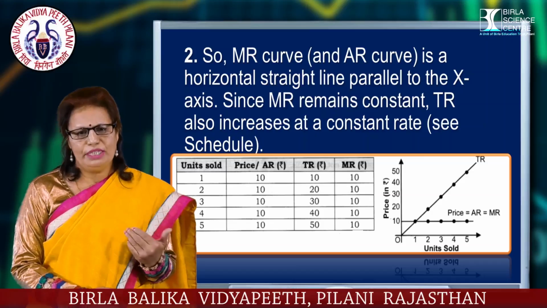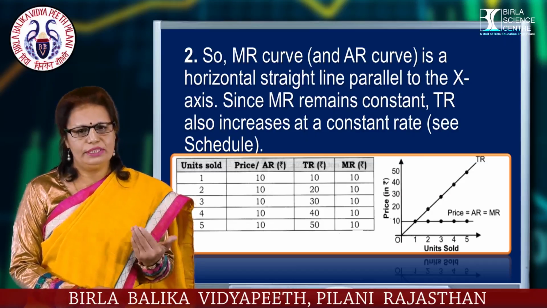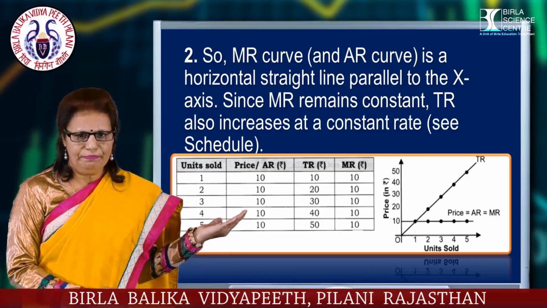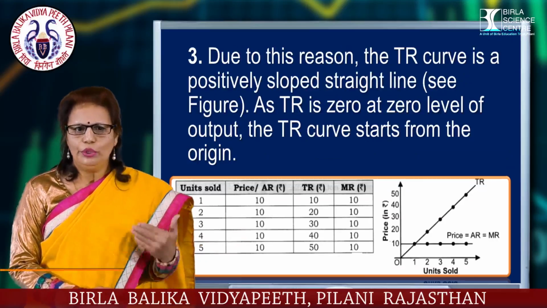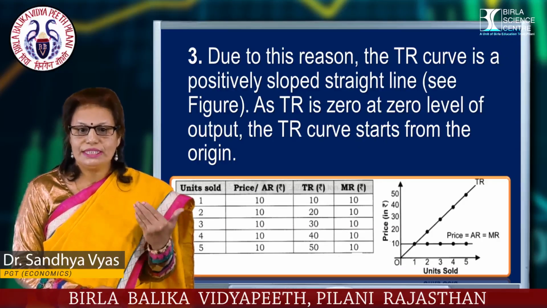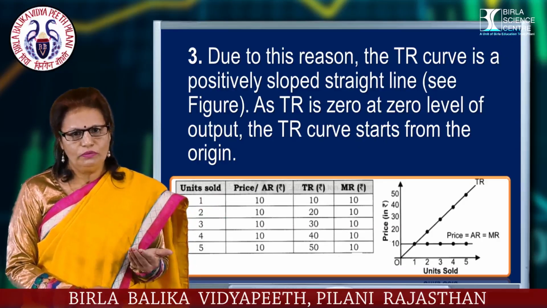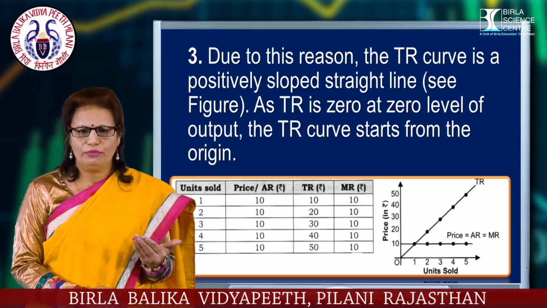Since MR remains constant, TR also increases at a constant rate, as you can see already in the schedule and diagram. Due to this reason, the TR curve is a positively sloped straight line. TR is 0 at a 0 level of output and the TR curve starts from the origin.